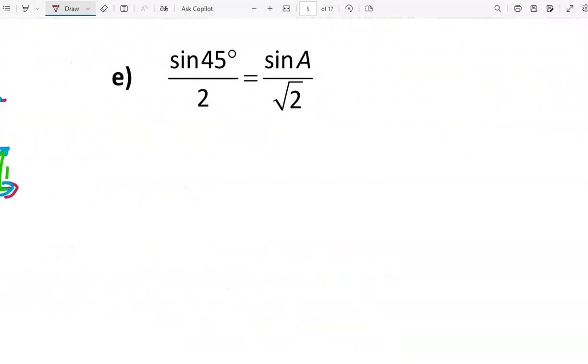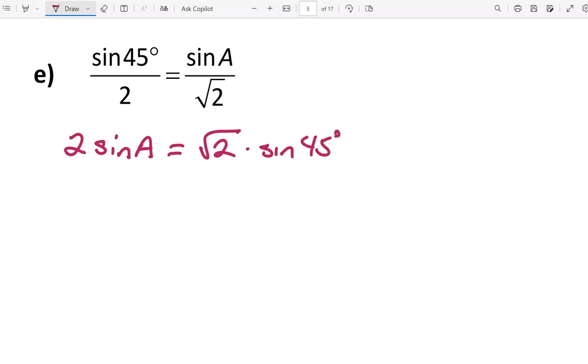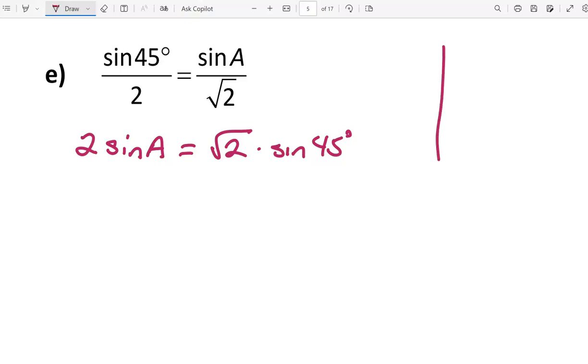All right, let's try another law of sines setup. Sine of 45 degrees over 2 equals sine of angle A divided by the square root of 2. And this time we'll be solving for an angle. Let's cross multiply. 2 times the sine of angle A is equal to the square root of 2 times the sine of 45 degrees. All right, I'm going to draw a quick 45-degree angle.